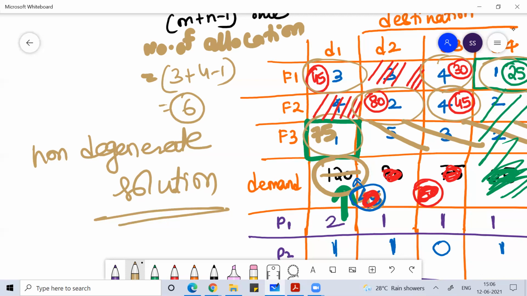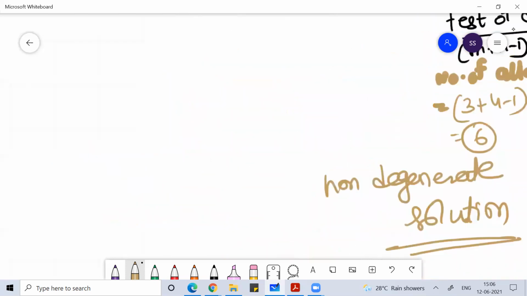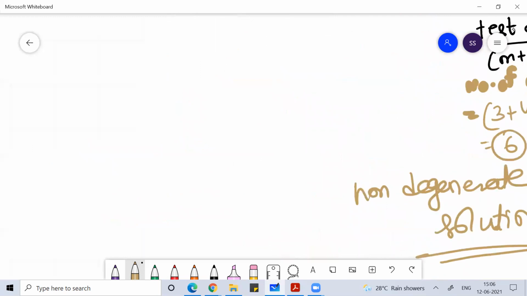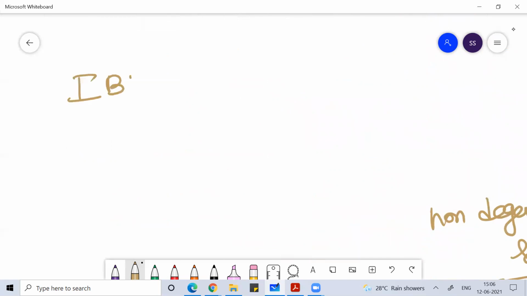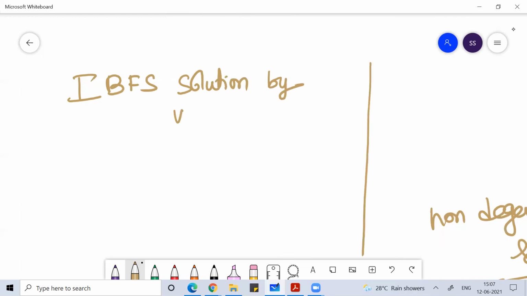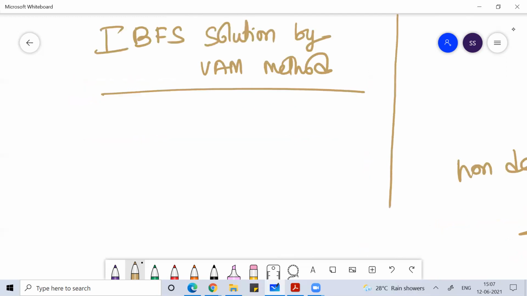Okay, everyone. If I simply put the solution here, if I write the question again, this is the initial basic feasible solution that I got by the VAM method. So this was like this.